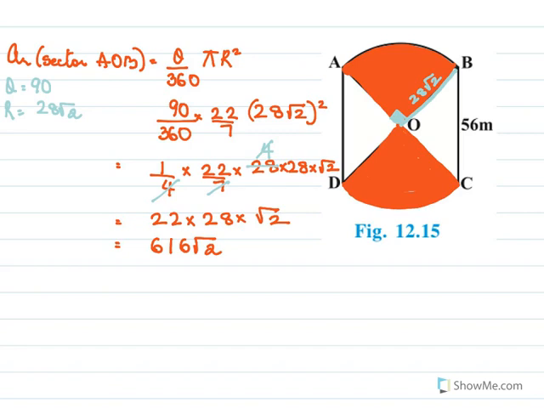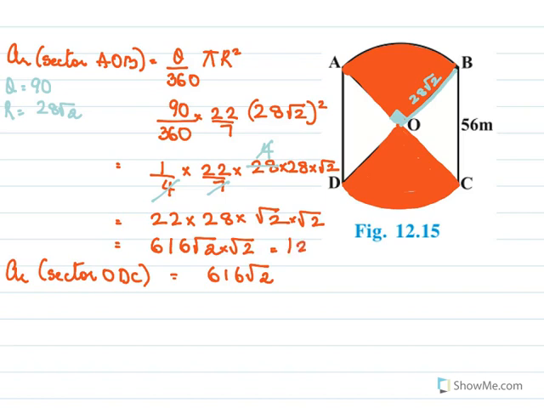The area of the other sector on the other side is also the same. Here we have another sector which will have equal area, that is ODC will also be 616 under root 2. Here's a small mistake, this should be under root 2 squared. So this area is also 1, 2, 3, 2, because this is under root 2 into under root 2, it is under root 2 square.